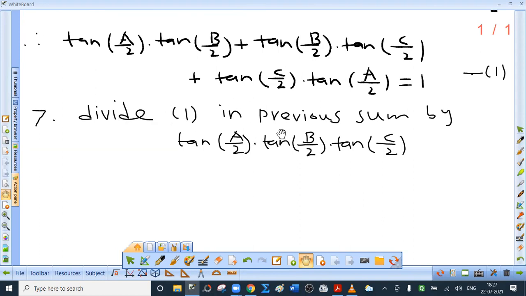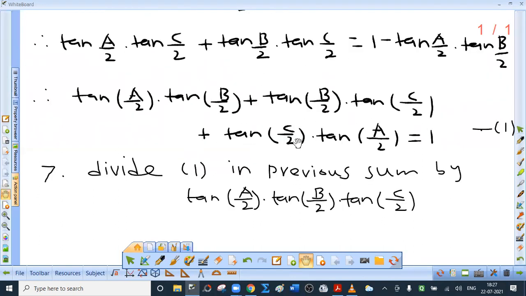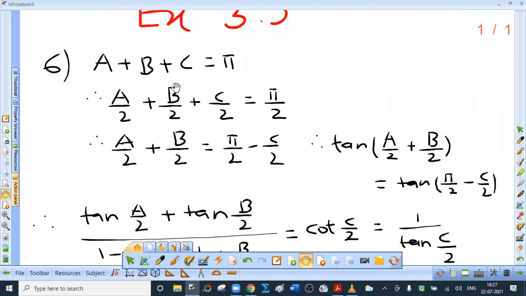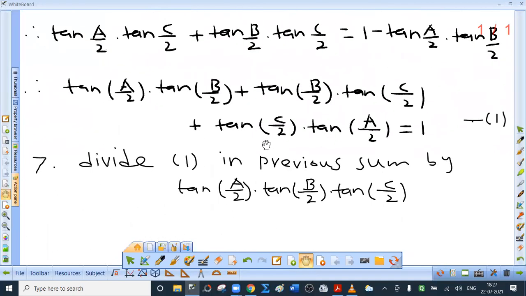Actually, either the 6th or 7th will be asked in the exam. So if the 7th is asked, give me a minute. You have to start with this only: A plus B plus C is pi, and so on to get this.